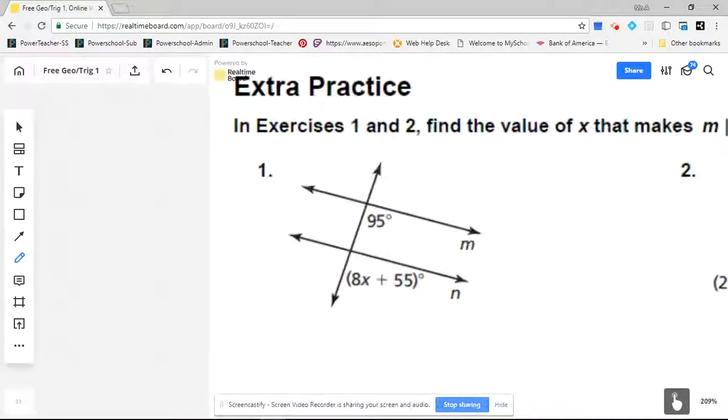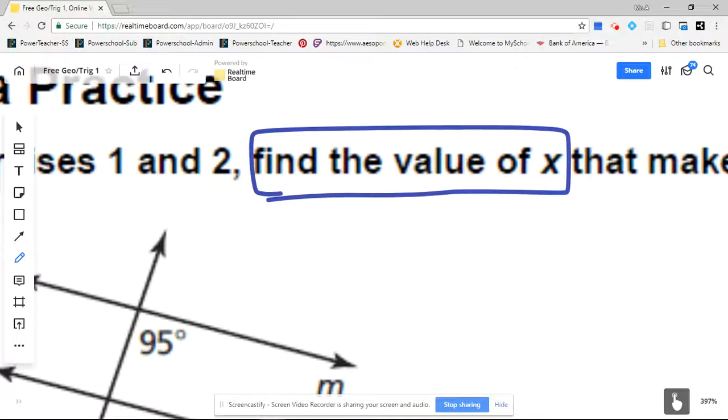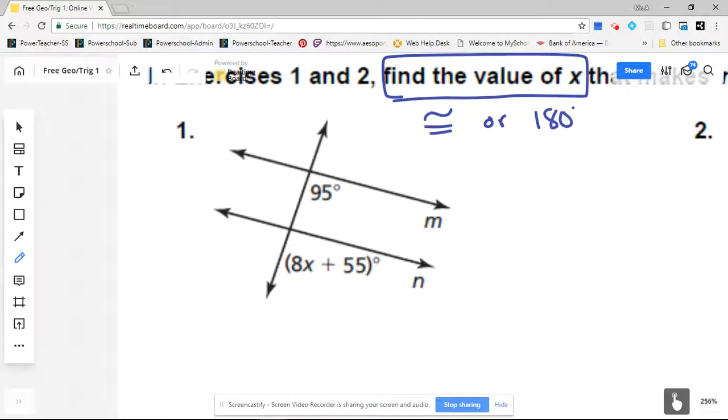Like I said, these go pretty quick. You remember the two choices when we solve for x? Your two choices are equal. They're either going to be congruent or they're going to add up to 180. Those are the only two choices for solving for x with parallel lines. It's one or the other. So what do you think about number one? Equal or do they add up to 180?